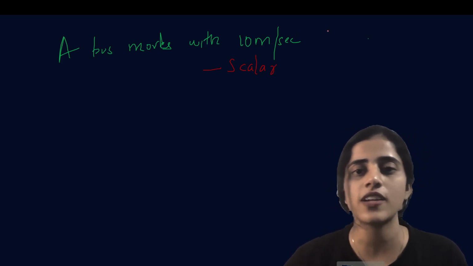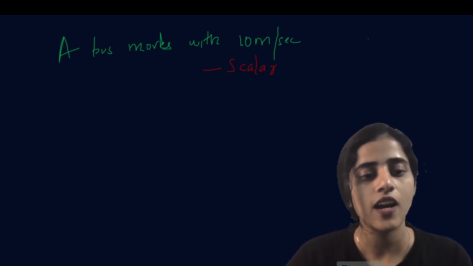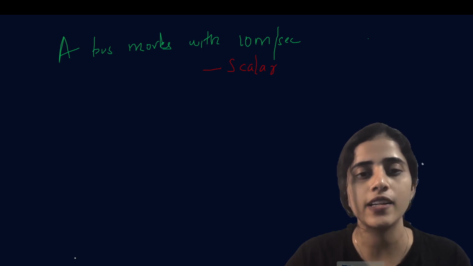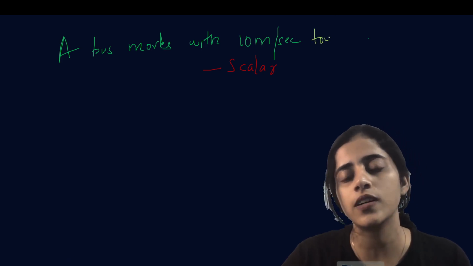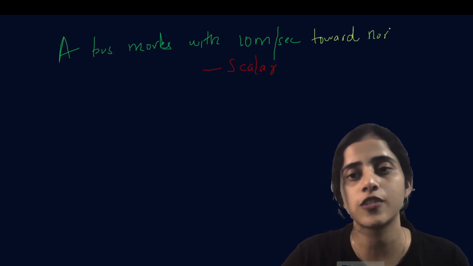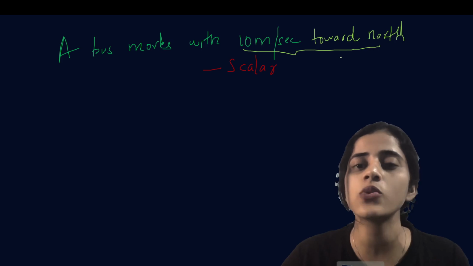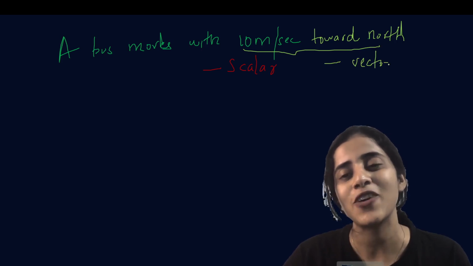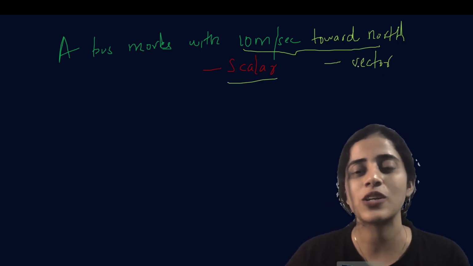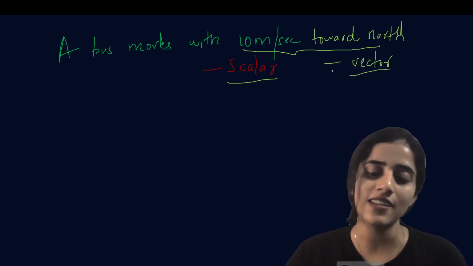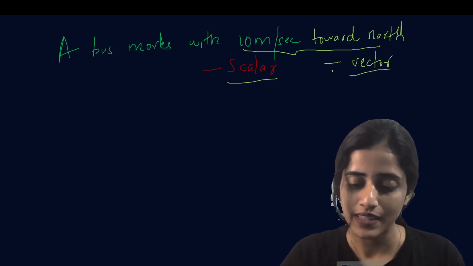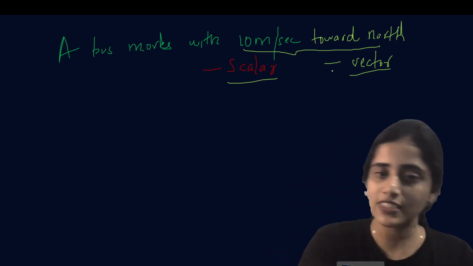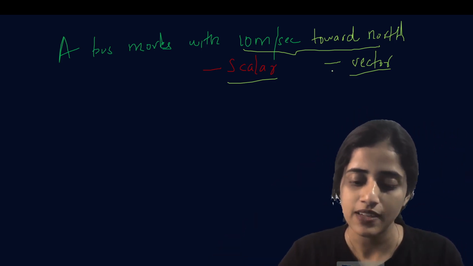Now, in the same question, I modify and I say a bus moves with 10 meters per second towards north. Now, what happens? Now, this becomes a, yes, you are right. It becomes a vector. Okay. So this is how scalars and vectors are different. Okay. Any doubts here? Scalar has no direction. Vector has direction.